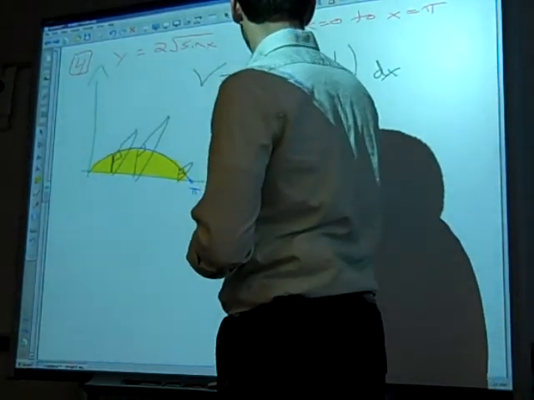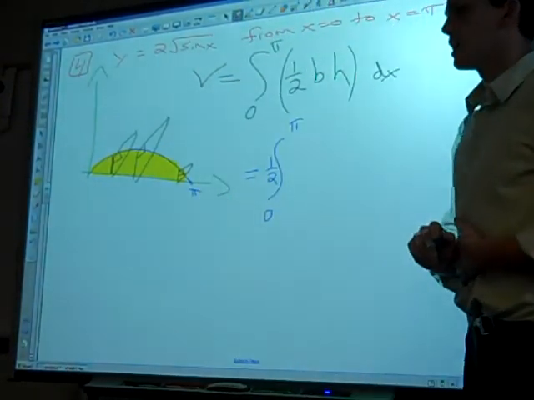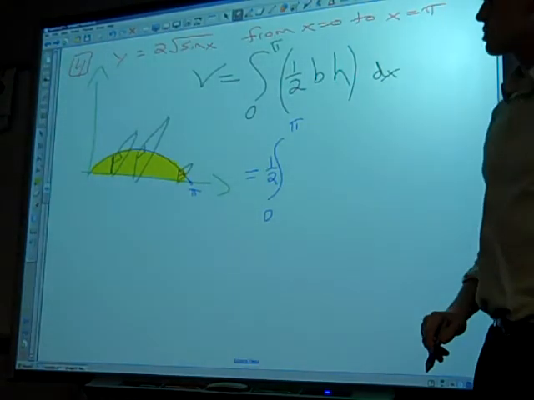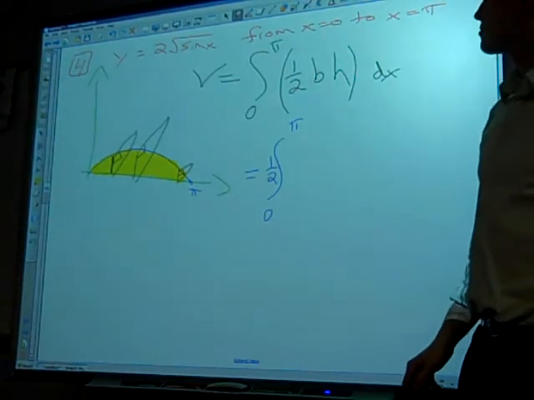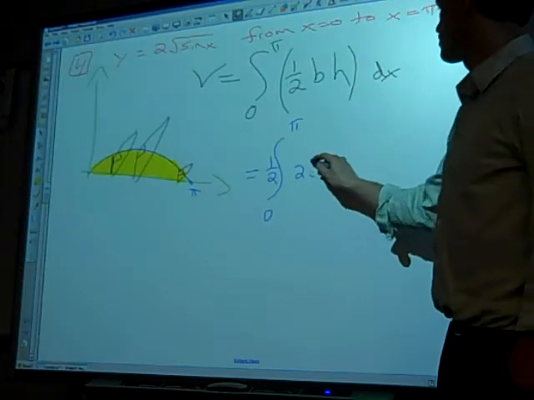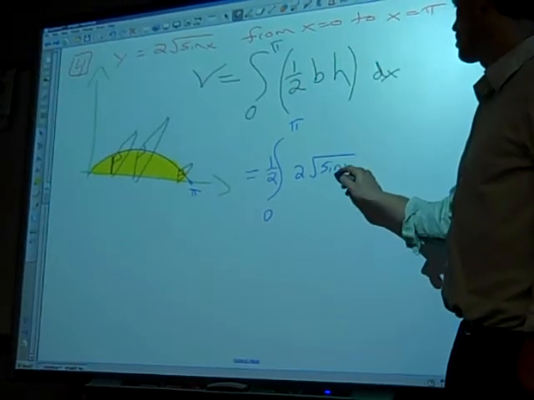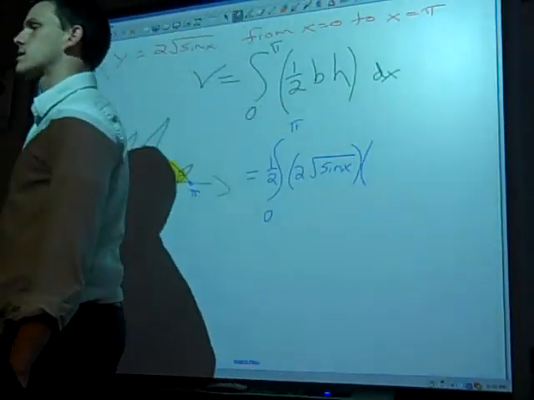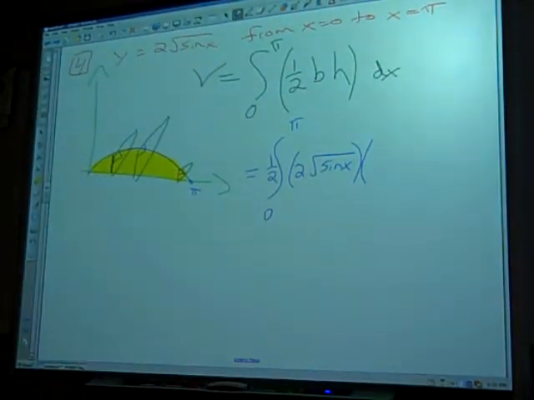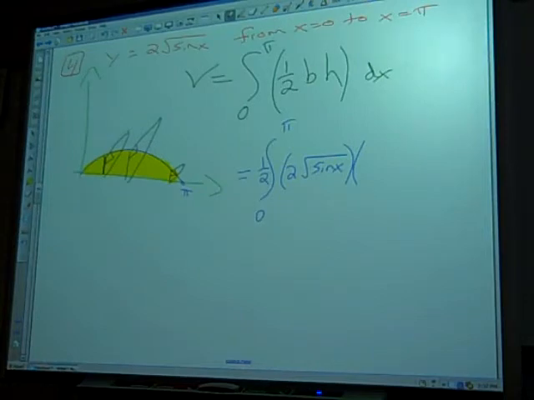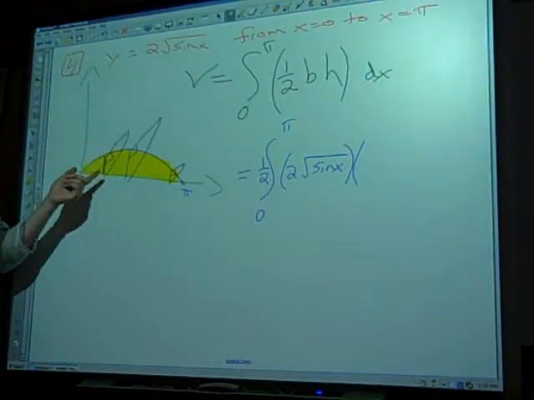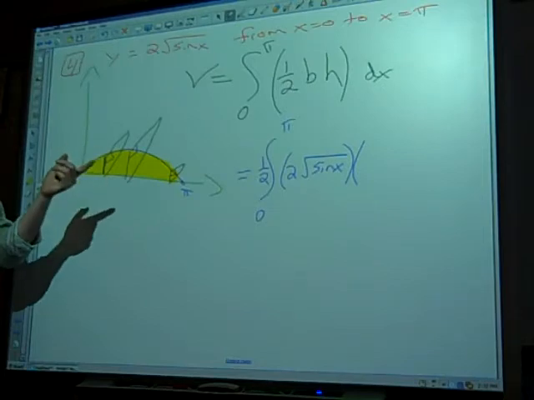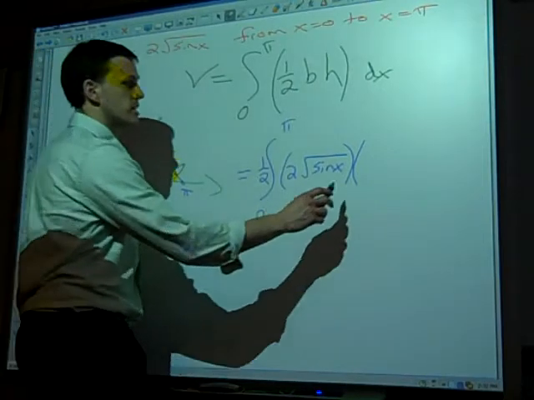So 0 to pi. I'll take the 1/2 and put it on the outside. What's the base of this triangle? 2 root sine of x. Yeah, it's our function. Now, how do we know how far out it's coming? It's a right triangle, which means it has a 90-degree angle, and then there's the height. The base and the height are the same because it's isosceles, so it's just the exact same thing.